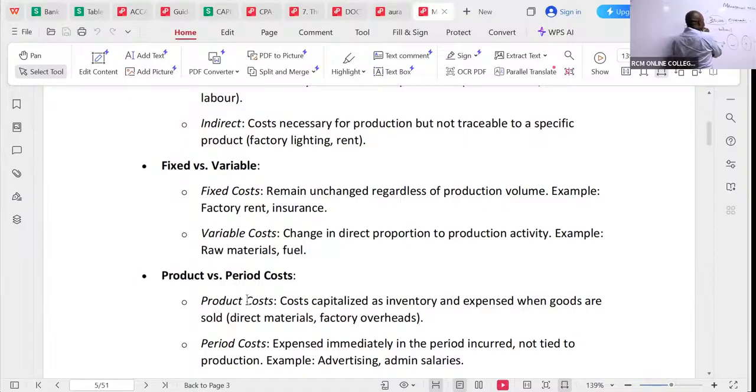These periodic costs are always fixed. We shall always expense them in the income statement. Periodic costs are expensed immediately in the period they are incurred. They are not tied to production. Examples are advertisement and administration salaries. Product costs are costs that are capitalized as inventory and expensed when goods are sold, like direct materials and factory overheads.